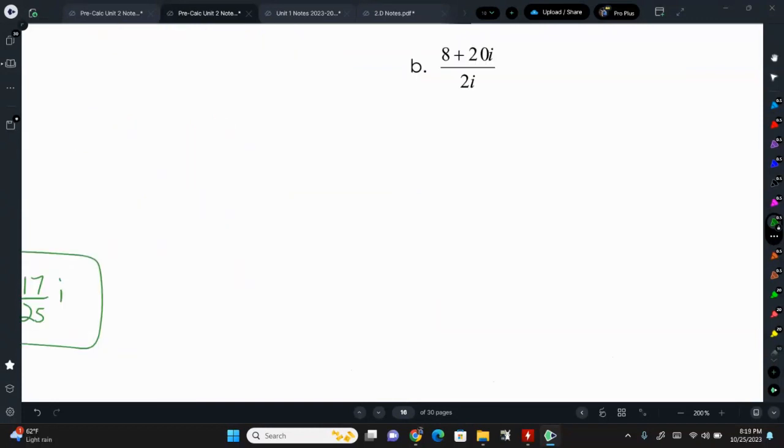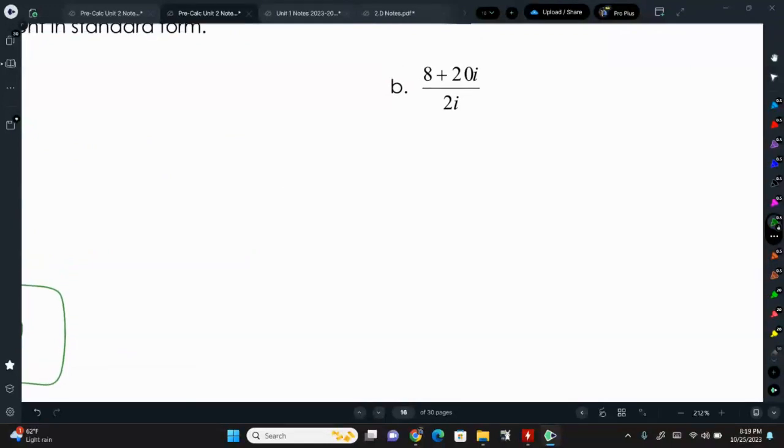All right, letter B is a little bit different because the denominator isn't a complex number that has a real part and an imaginary part. It just has an imaginary part. So we just have to multiply the top and bottom by, you could do 2i or you can do i, because remember the idea is we don't want the imaginary number in the denominator. So I'm going to multiply the top and bottom by i, because that will get rid of the i in the denominator. If you do 2i, it'll still do the same thing. You'll just have to simplify later down the road.